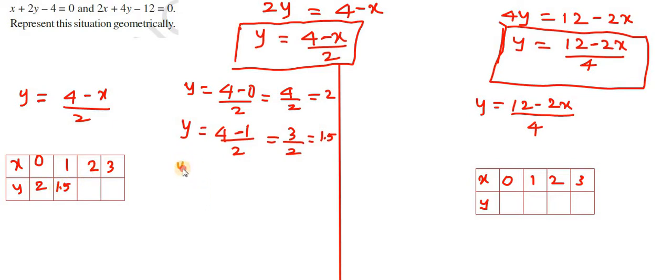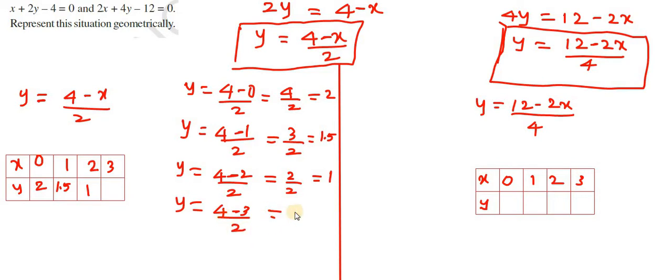Next, y is equal to (4 minus 2) divided by 2. 4 minus 2 is 2, 2 by 2 is equal to 1. And here y is equal to (4 minus 3) divided by 2, which is 4 minus 3 is 1, 1 by 2, that is half, which is equal to 0.5. So we got all four values.